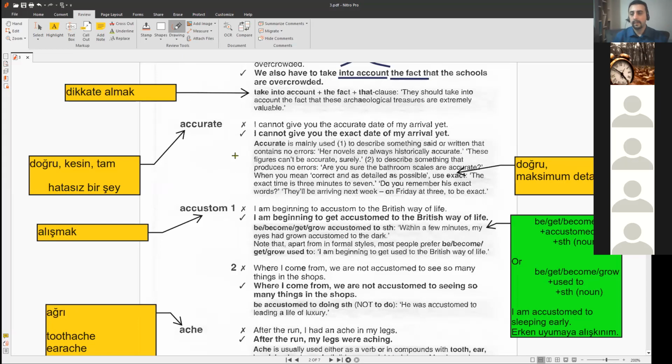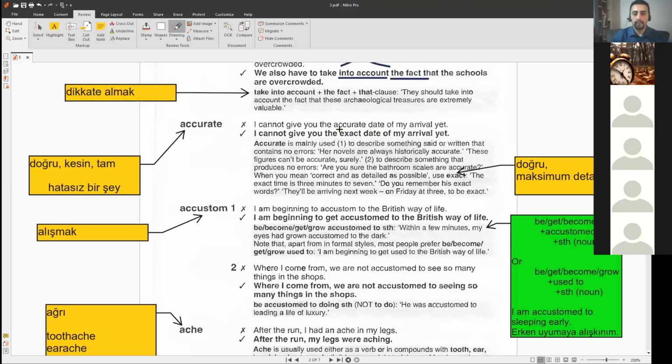I can read it. Yes, Özlem, please. I cannot give you the accurate date of my arrival yet. I cannot give you the exact date of my arrival yet. Thanks. The true pronunciation is accurate. I cannot give you the accurate date of my arrival. Arrival means coming. Date of my arrival means the date that I come. And here we go. I cannot give you the exact date of my arrival.